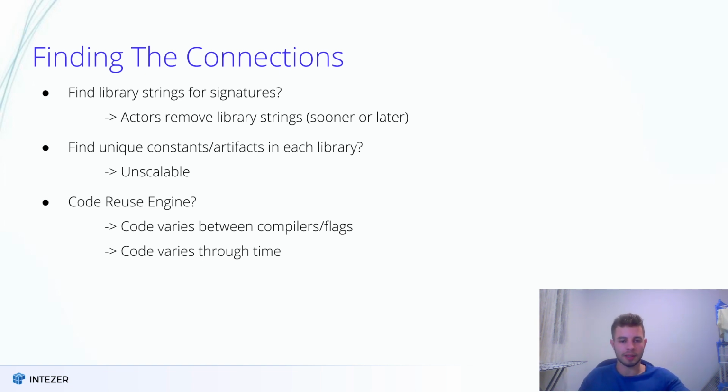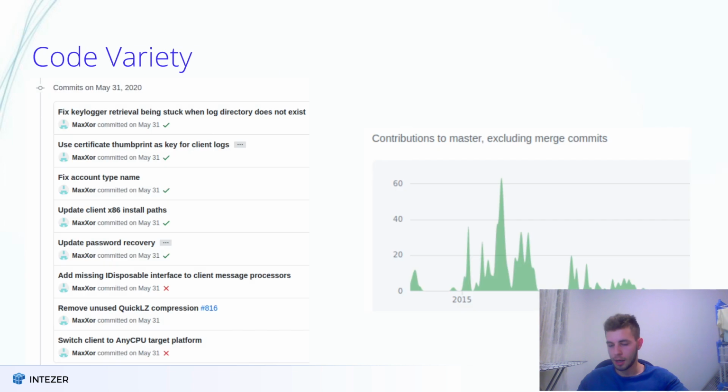And another problem was that code varies through time. If we took this reflective DLL injection library, for example, from 2010, it would look completely different to 2020, because code changes. There are commits made, and we can see this in Quasar, where the author had made like 10 commits in the day, and you can see on the right side how many commits are being made throughout the years, and code constantly changes.